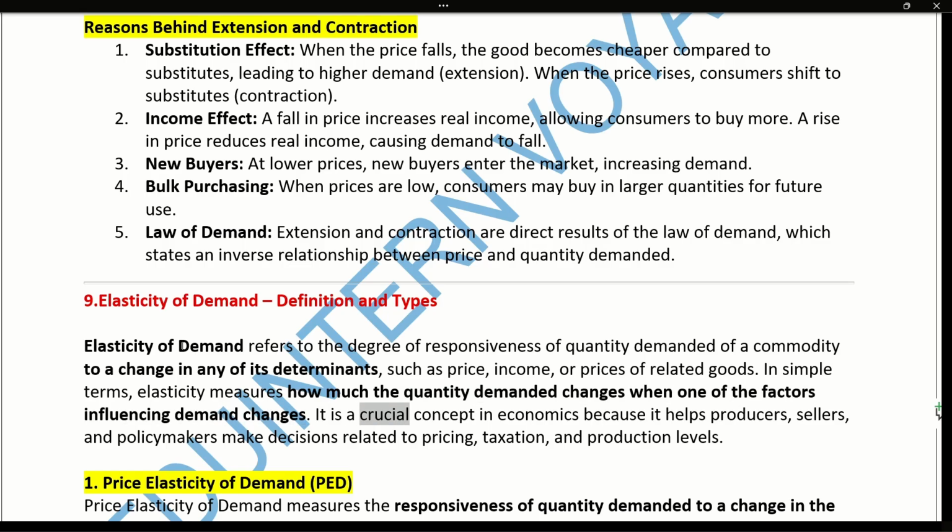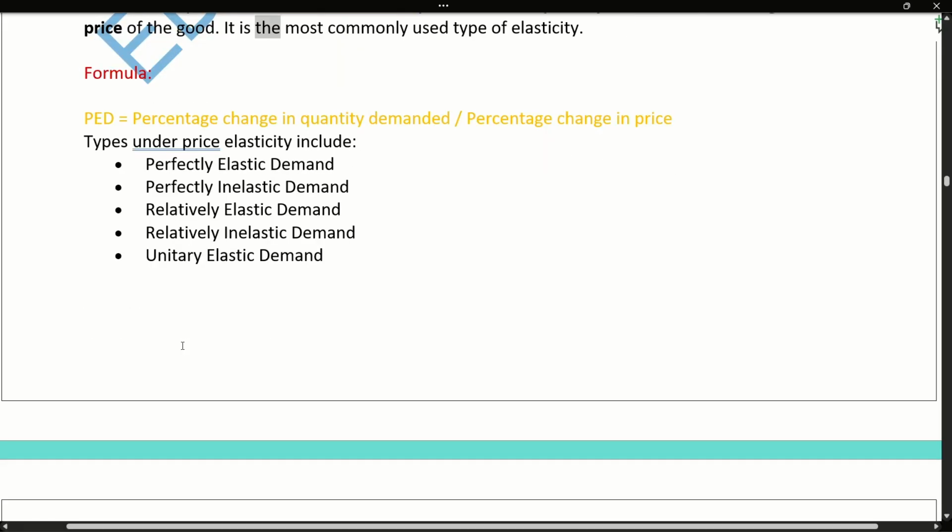It is a crucial concept in economics because it helps producers, sellers, and policymakers make decisions related to pricing, taxation, and production levels. 1. Price elasticity of demand, PED. Price elasticity of demand measures the responsiveness of quantity demanded to a change in the price of the good. It is the most commonly used type of elasticity.